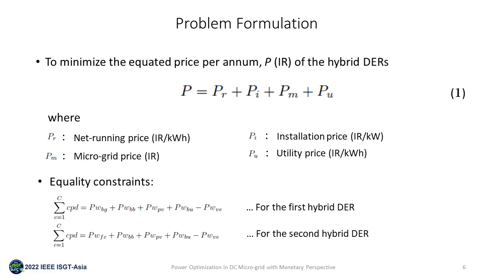The first one tells that the customer power demand CPD at every instant of time should be met by the available generation in the DC microgrid of figure 1. The negative sign before PWV, meaning vending power, indicates that the extra generation available in the microgrid could be sold to the utility grid. Similarly, the second equality constraint corresponds to the second hybrid DER.